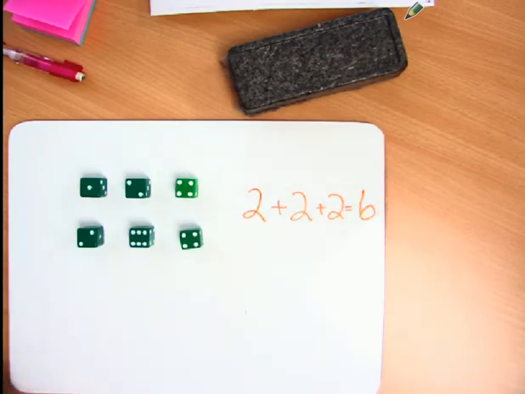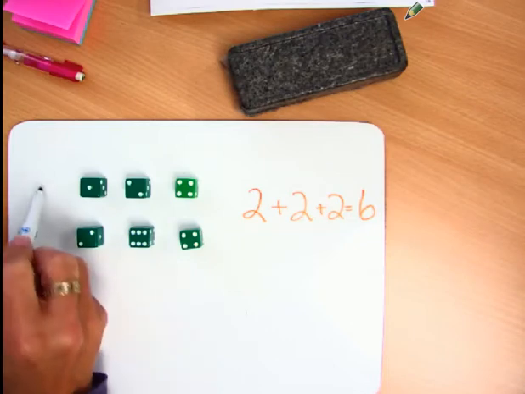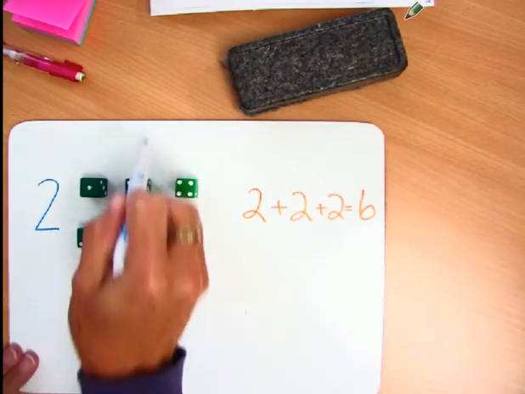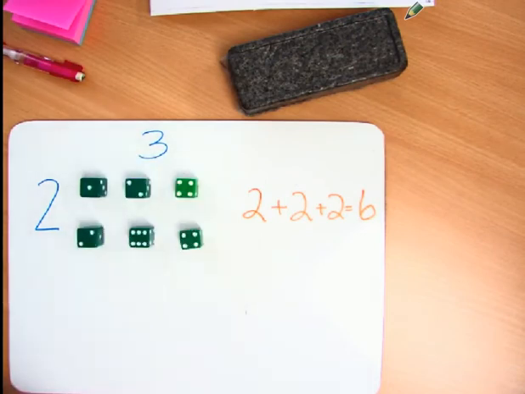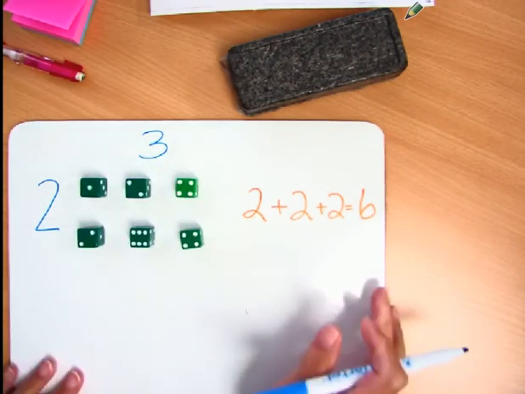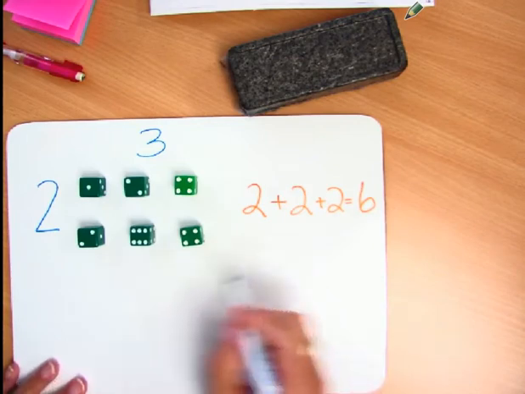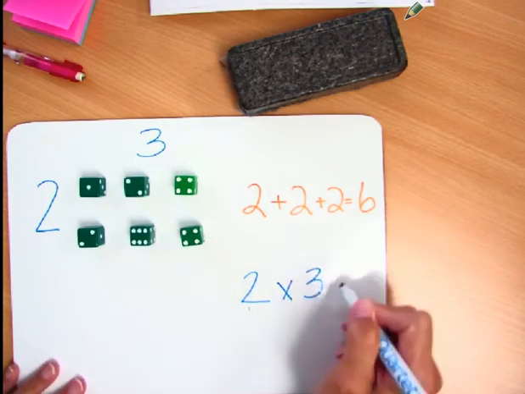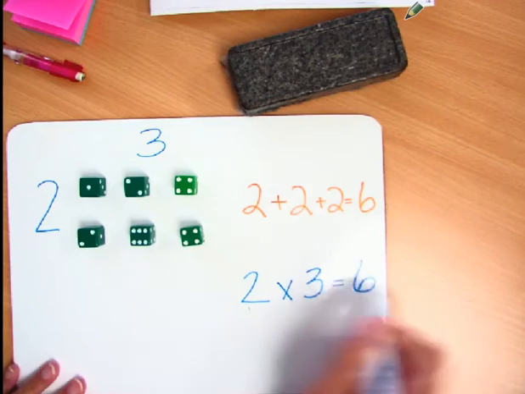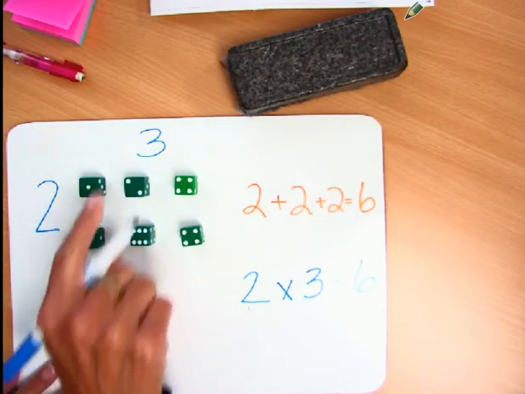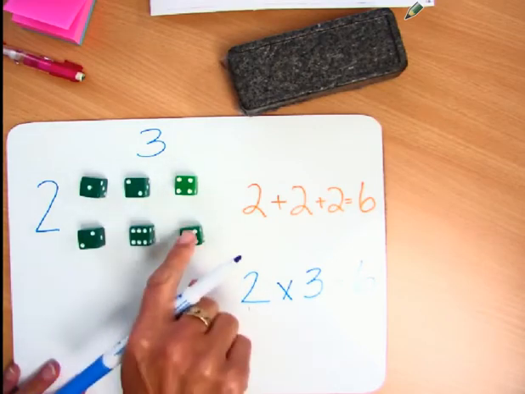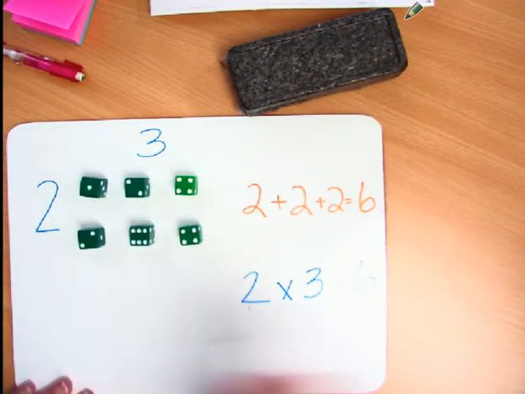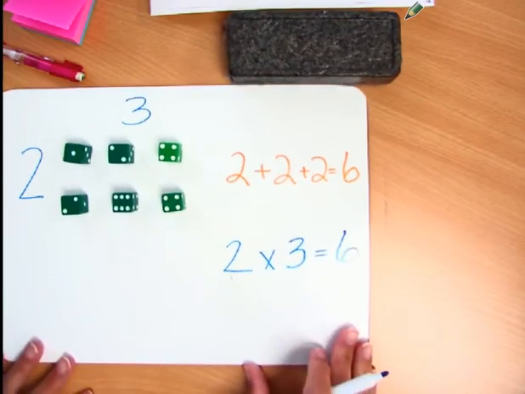Now, we can also look at this array as 2 rows of 3. There's 3 in each column. So when we do a multiplication problem, we would say 2 times 3 equals 6. 2 rows with 3 in each row equals 6. There you go. I think you can see the 6 now.